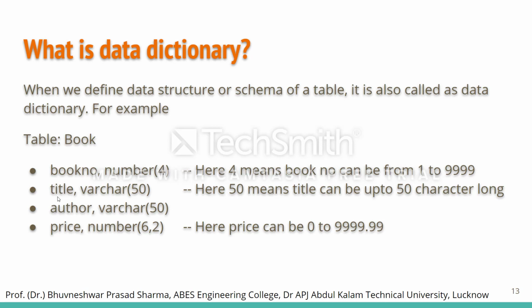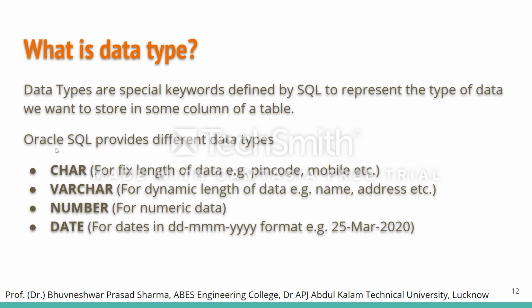So here is the varchar. The type is varchar 50. One more important thing: char is used for fixed-length data, like pin codes and mobile numbers. A mobile number is always 10 digits, and a pin code is 6 or 8 digits. They are all fixed-length data. Varchar is dynamic-length data, like a name, which could be small or big.